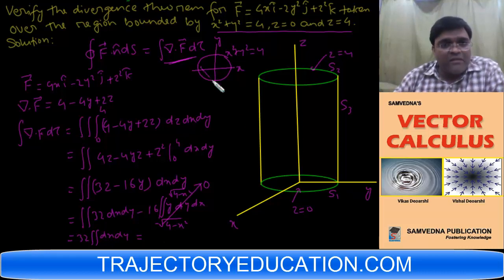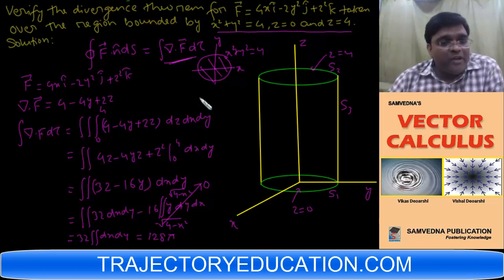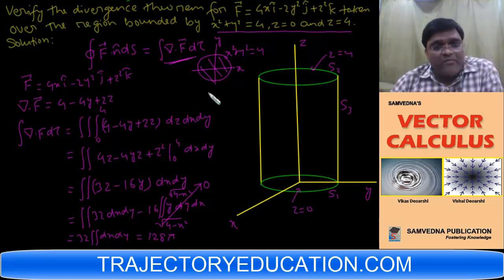This will give you 32 times the double integral of dx dy, and the double integral of dx dy is the area, which is 4 pi. So it comes to be 128 pi. The volume integral will be 128 pi.